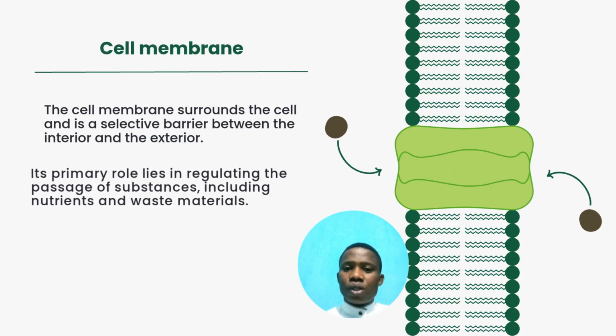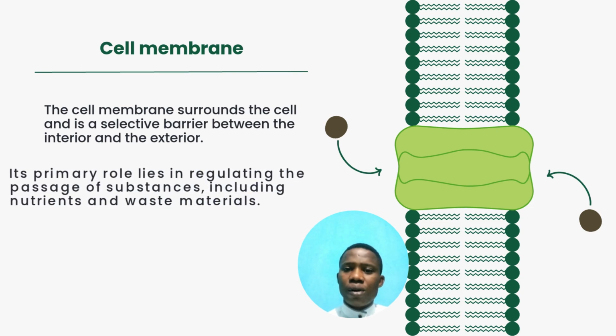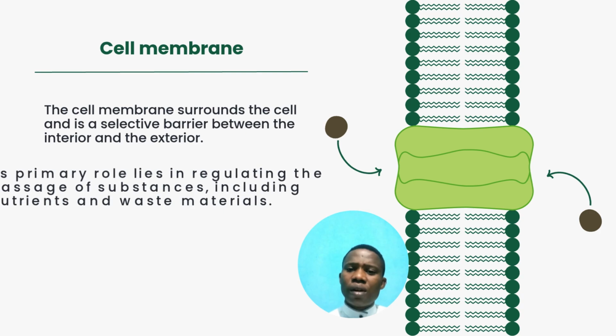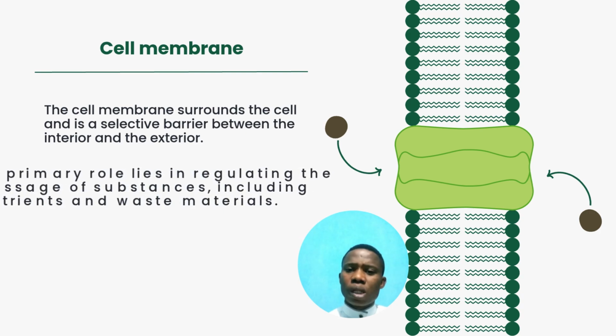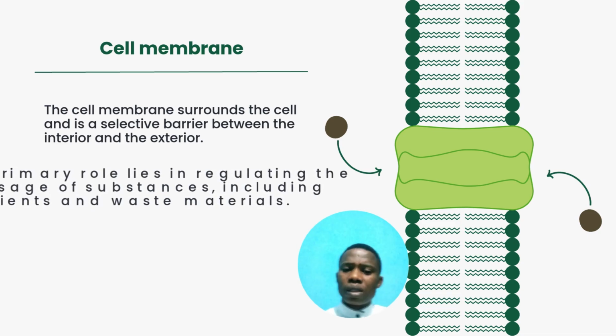The cell membrane surrounds the cell and is a selective barrier between the interior and the exterior. Its primary role lies in regulating the passage of substances, including nutrients and waste materials.